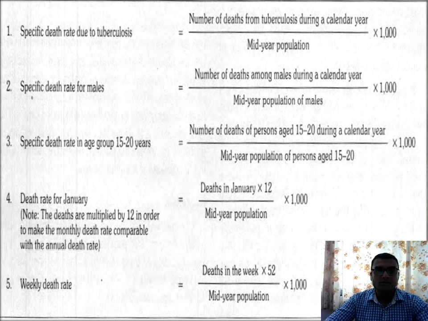Suppose we want to find the specific death rate among males. The numerator should be the number of deaths among males during the calendar year, divided by the mid-year population of males, multiplied by 1000. Next is the specific death rate in the age group of 15 to 20 years: the number of deaths of persons aged 15 to 20 years during a calendar year divided by the mid-year population of persons aged 15 to 20 years, multiplied by 1000.